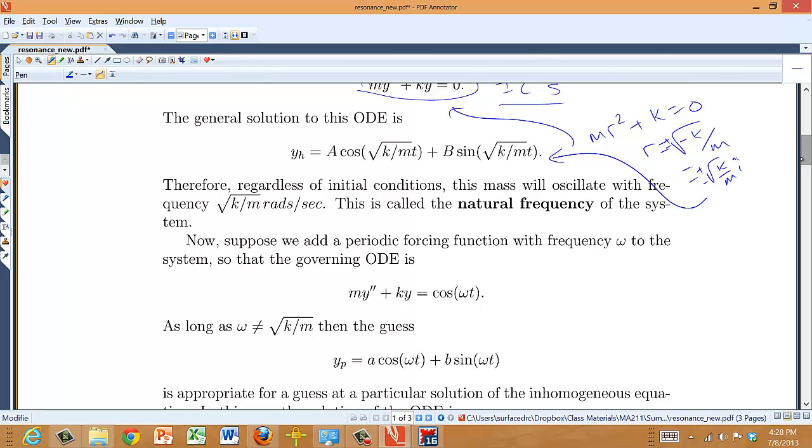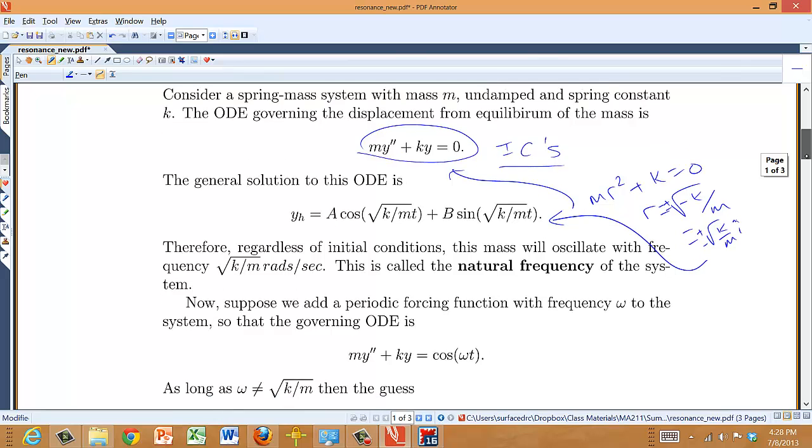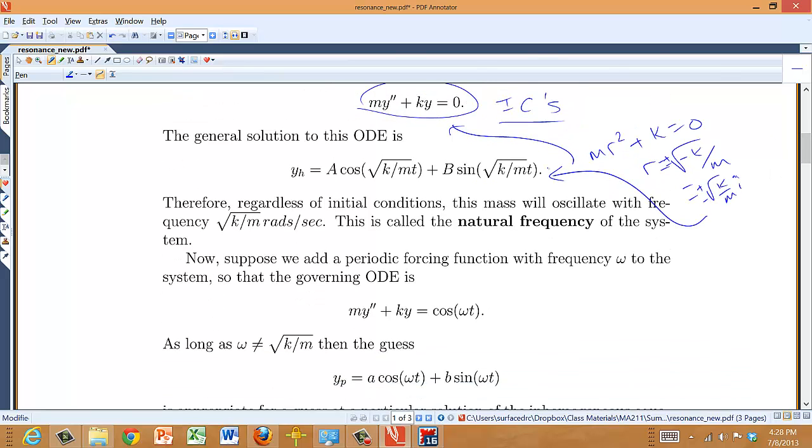Okay, so the general solution to the unforced equation looks like this. It doesn't matter what the initial conditions are. The initial conditions will affect A and B, but they won't affect what's going on here. So regardless of the initial conditions, this thing will oscillate with this frequency right here. It'll be root k over m, and that's in radians per second. If you want to convert that to hertz, I'll leave that up to you. It's not very hard. And that's called the natural frequency of the system.